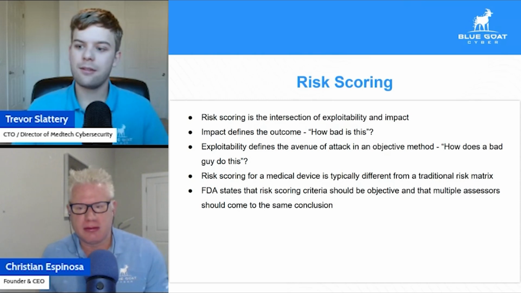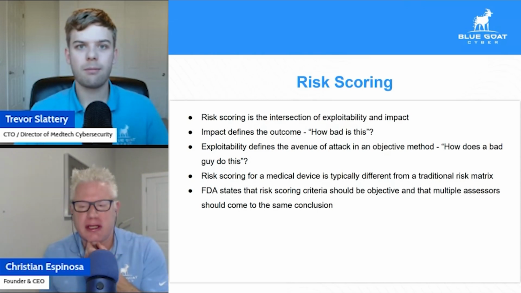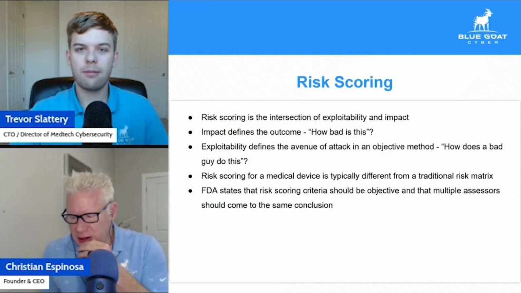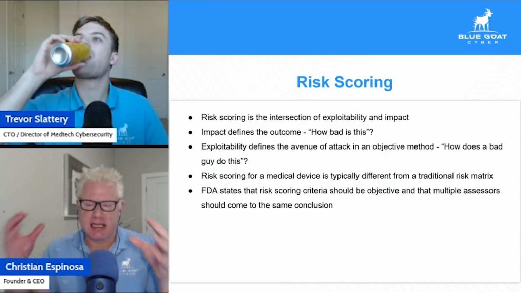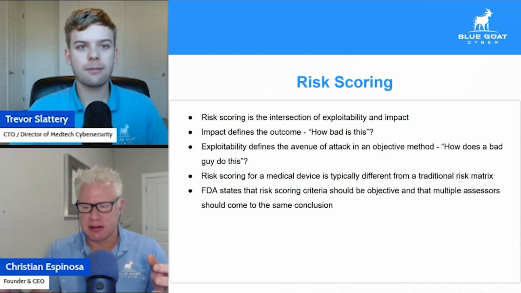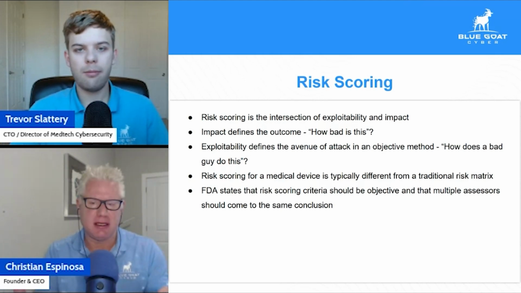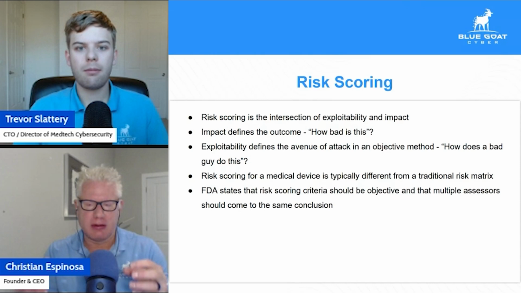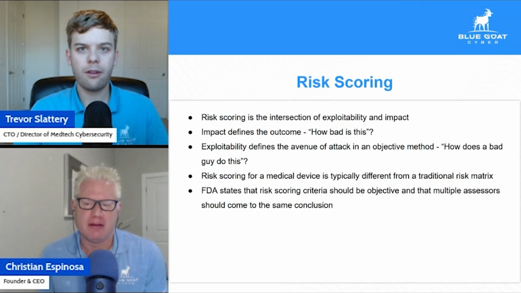One thing I want to hone in on is that there's patient data like HIPAA, protected health information, PHI, but there's also patient safety. And when we're looking at risk scoring, which one would be higher risk, the disclosure of data or patient safety for medical devices?